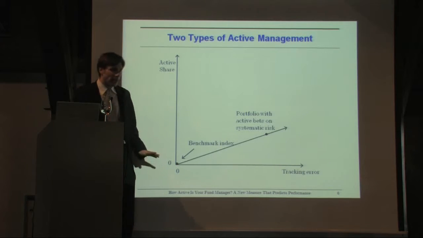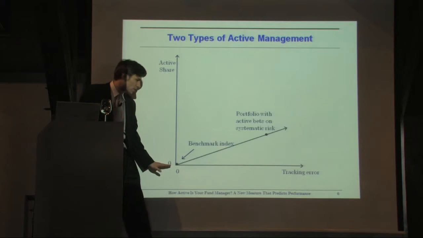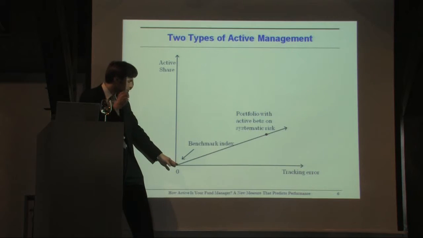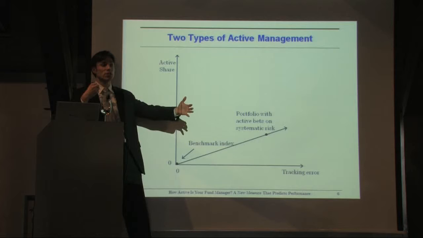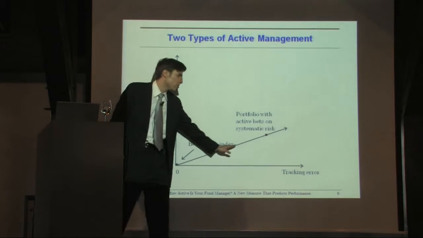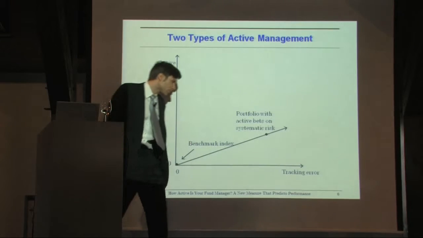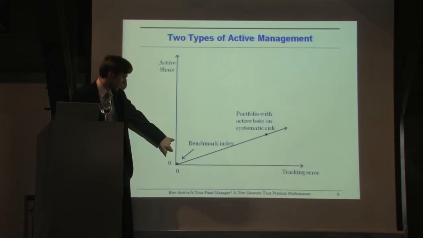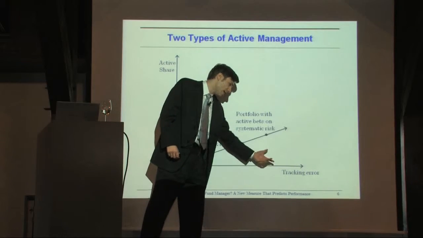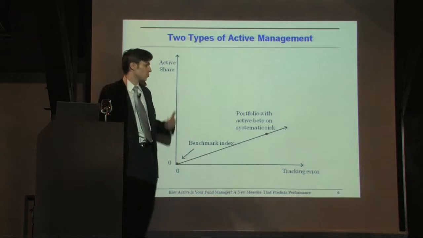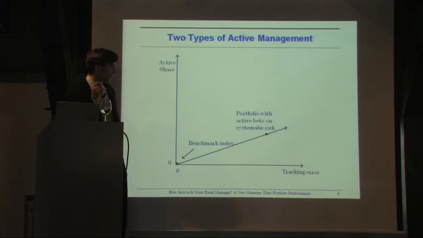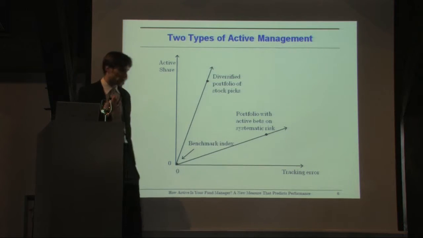But now, as an active manager, let's say we start adding positions. We start with the index, but we start adding positions that have exposure to systematic risk. Then we're going to be moving along this line right here. So we're going to have some active share, but it's relatively little active share, and even then it's going to generate high tracking error because we're exposed to systematic risk. Okay? So that's the first type of approach for an active manager.